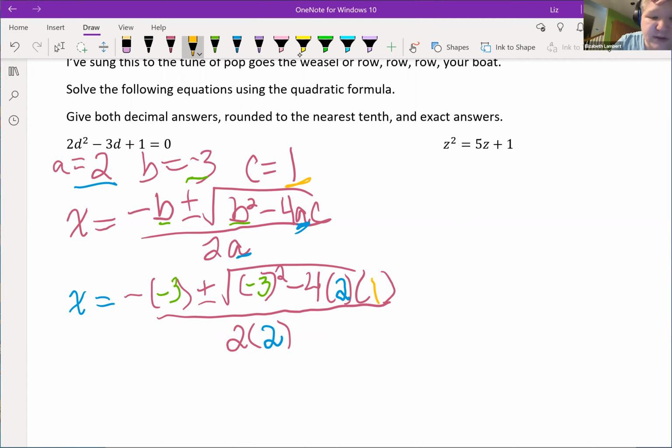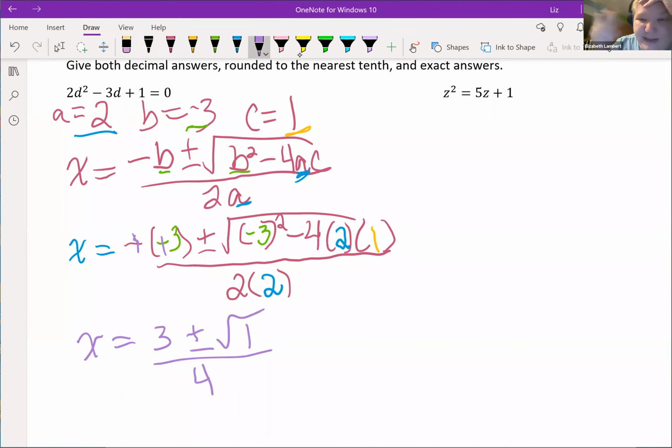So we now have the negative becomes positive. So this is now 3 plus or minus, let me figure that out, the square root of 1 all over 4. Square root of 1 is just 1. So this is actually, and there's a couple of ways to write it from here, but what I usually do is I kind of split it into two separate lines. So this top one is going to be 3 plus 1 all over 4, and the bottom one will be 3 minus 1 all over 4. Because this actually works out, we want to go ahead and just crunch through each one separately.